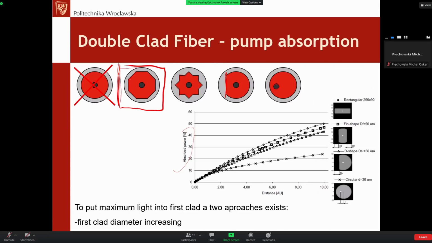Additionally, this first cladding should have a high numerical aperture. The reason is exactly the same. If you have a higher numerical aperture, you will be able to put more pumping power from the semiconductor lasers into such a structure. So typically this secondary cladding is made not of glass, but of some low refractive index polymer. So this coating of the fiber, this secondary cladding, is typically made of polymer. So it needs to be a polymer with good optical quality.